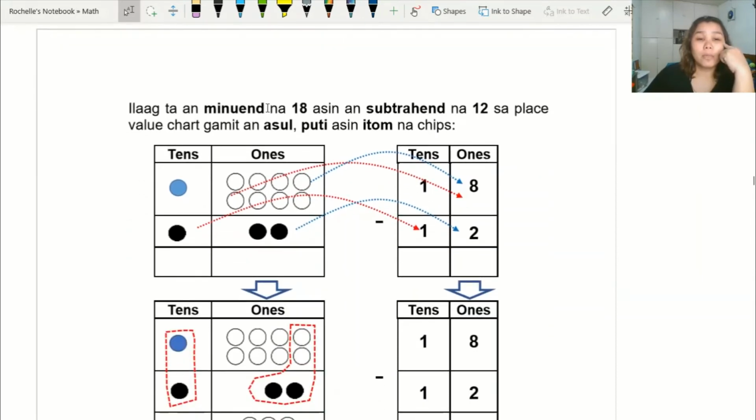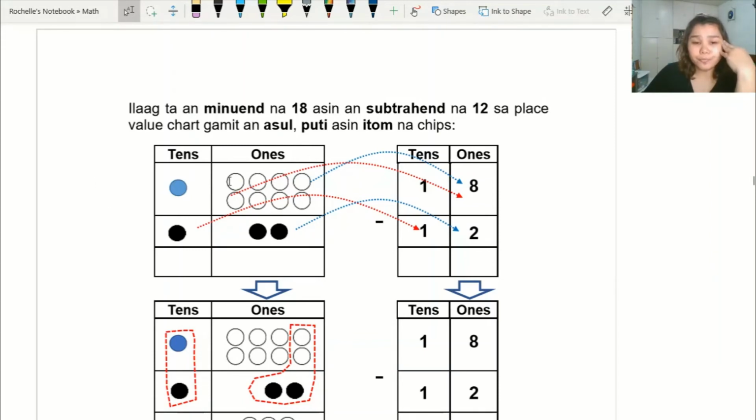Okay, ilaagtan minuen na 18 asin ang subtract na 12 sa place value chart gamit ang asul, puti asin itom na chips. So this time, aside from the white chips, black chips, we have now the blue. Bakit may blue na? Kasi may tens na. But still, under subtrahen, yung pambawas natin, that will tell you how many are taken away, are still in black. Ang nag-change lang, may dinagdag na blue chips because we now have the tens.